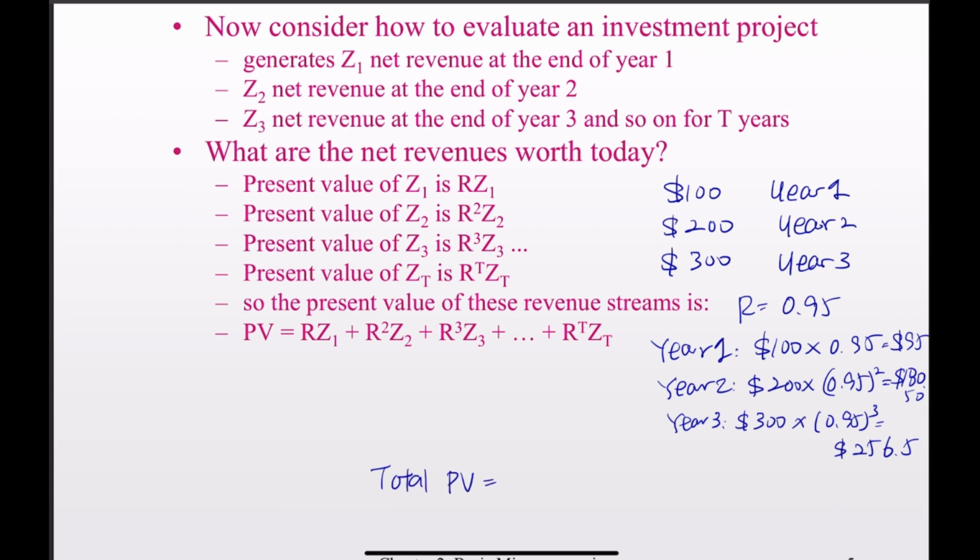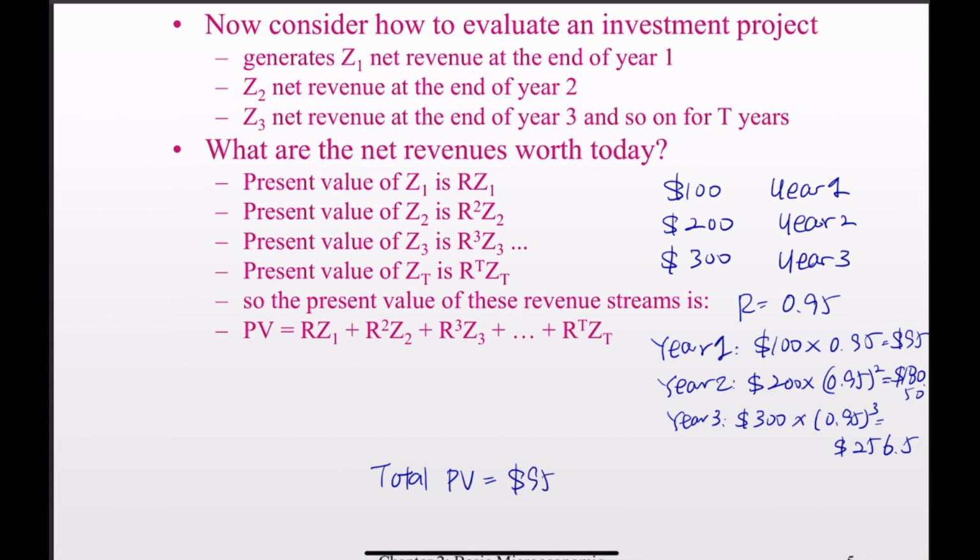So the total present value is the summation of all of that: $95 plus $180.5 plus $256.5, which is $532. This tells us what the project is worth in today's money. So if it costs less than $532 to start the project, it is probably a good idea.